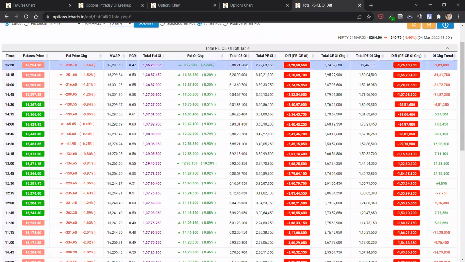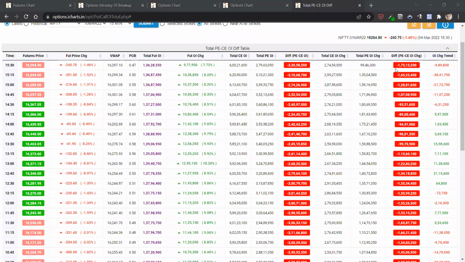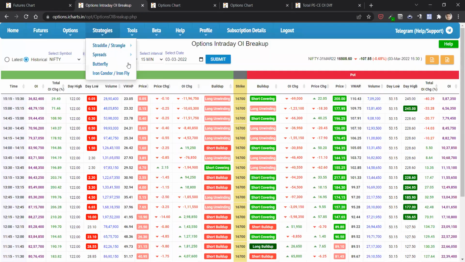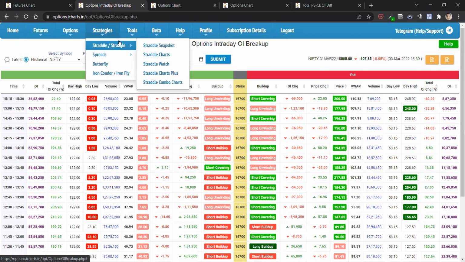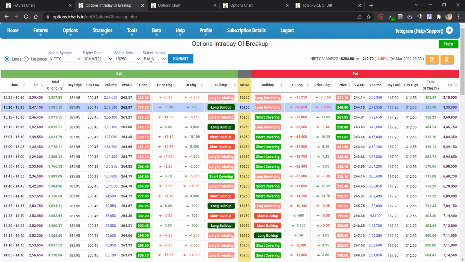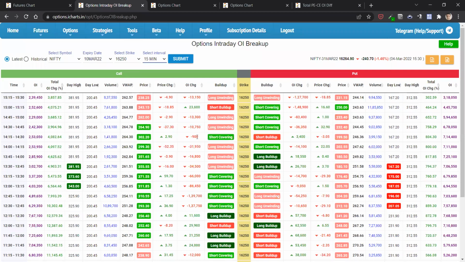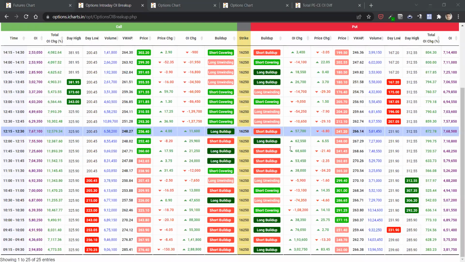I'll give you a better way to actually buy. If you want to buy or sell calls, we had discussed this last time. The better way is to look at the options intraday OI breakup. That is that one. So we'll come to this. Let me first give you an overview of this. Can you please help us understand and interpret the basics of how to read this?